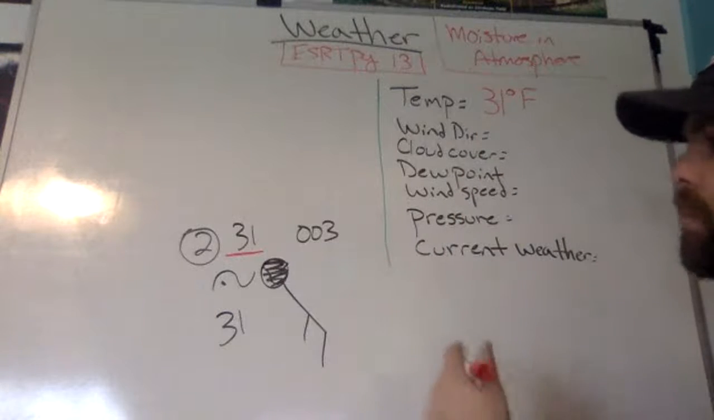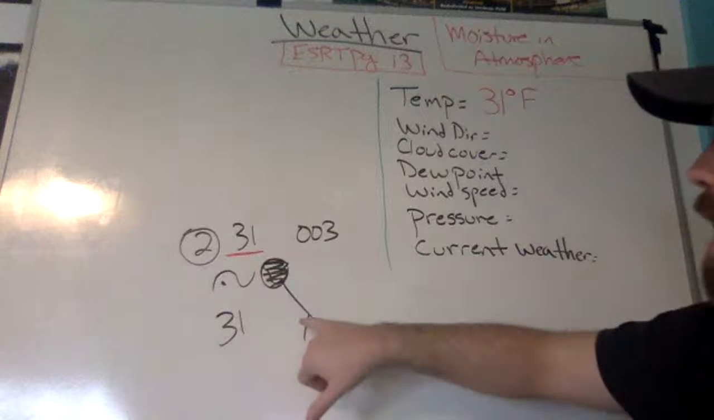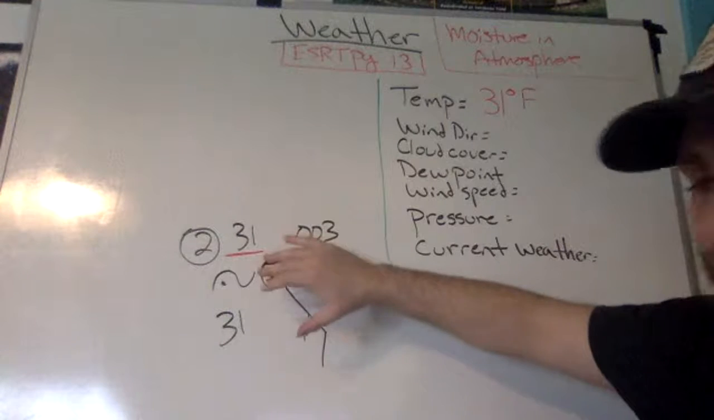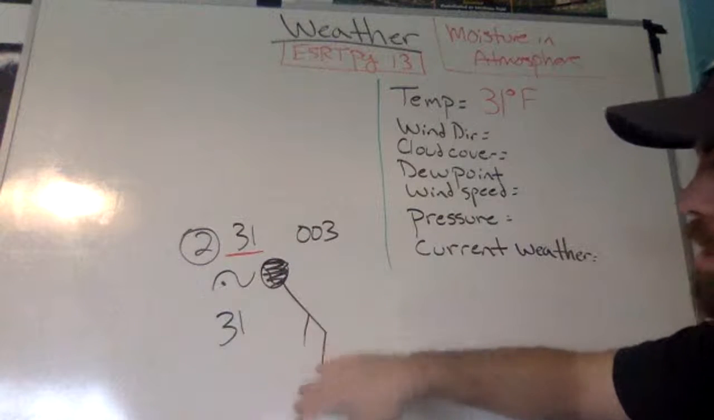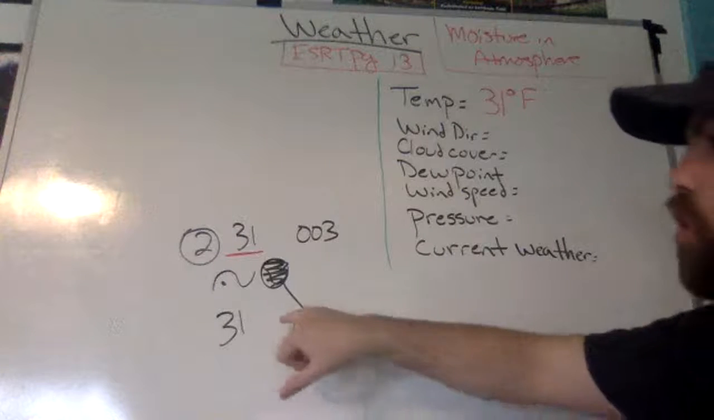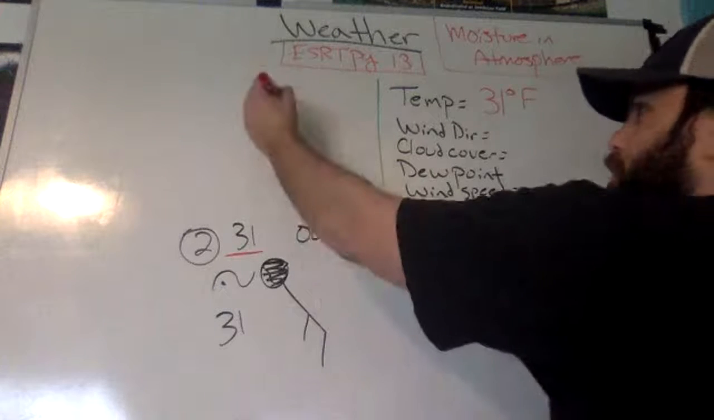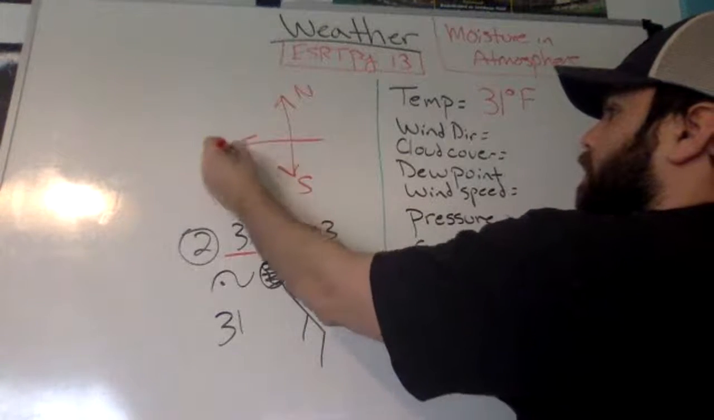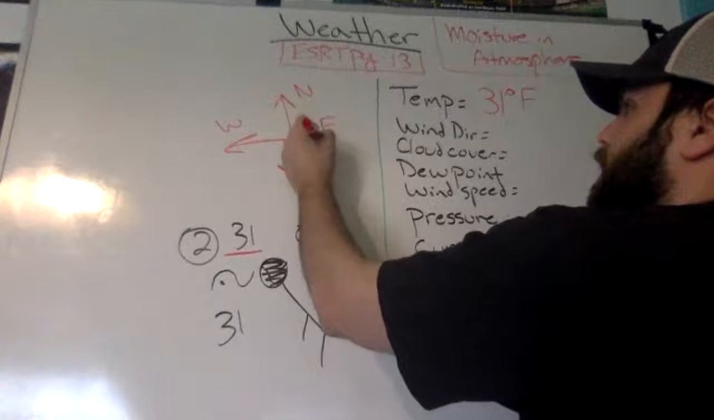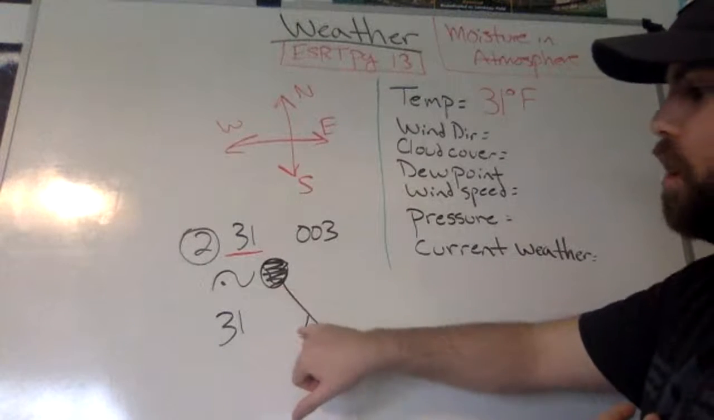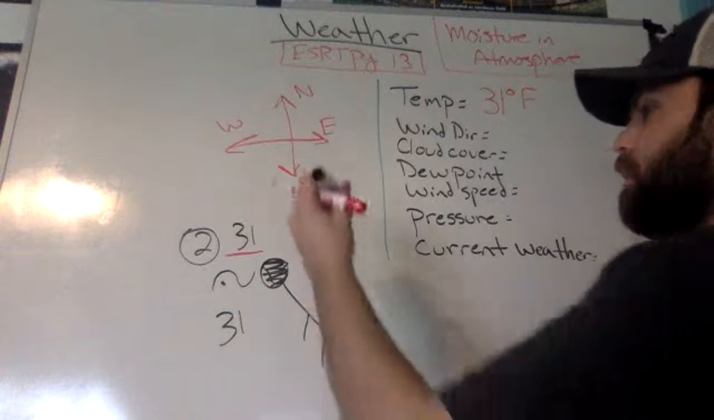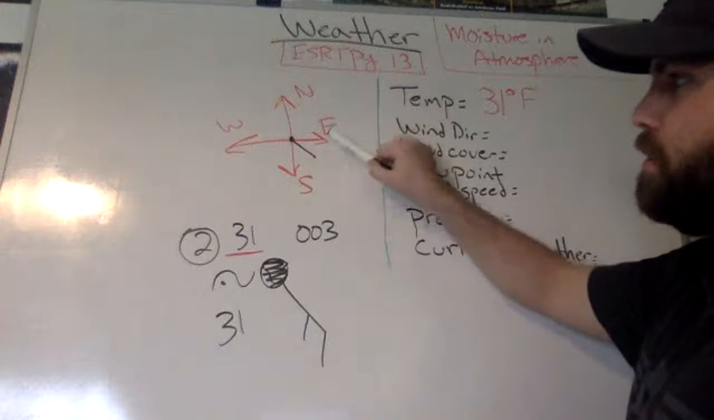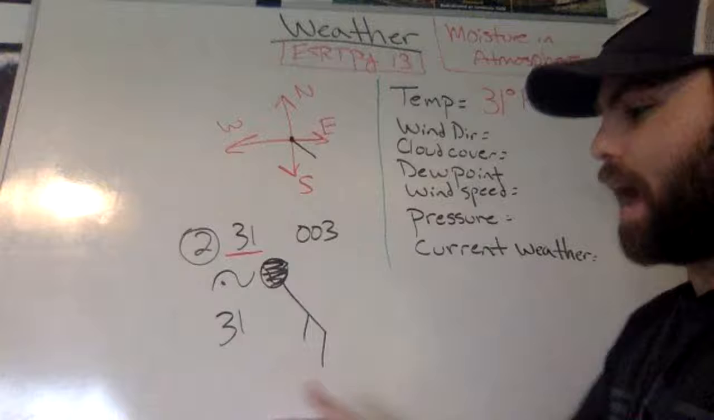Now, let's look at wind direction. Remember, now we finally have the line coming out of the actual station model. Before we get into the wind speed, we're just going to look at the wind direction. So what is the name of this wind? If we forget, let's make a compass. North is always going up, south down, west, east. If we take that and draw it up here, it's in between south and east, so it's a southeast wind.